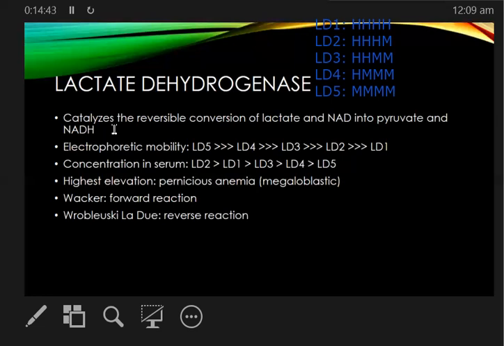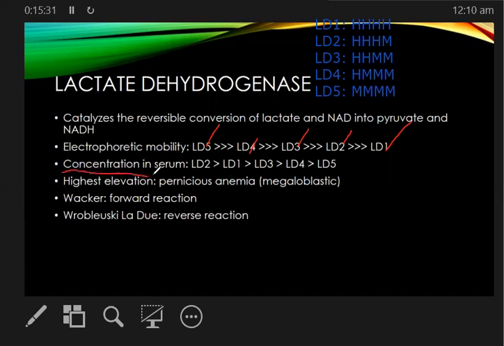All right, so let us take a look at the electrophoretic mobility. Just like what I have mentioned, from the cathode to the anode, the fastest one to migrate is your LD1, followed by your LD2, LD3, LD4, and then LD5. So that is the number incorporated in the name that refers to its electrophoretic mobility. One is always first, right? One would always be the first and it would always be the fastest. So that's the electrophoretic mobility.